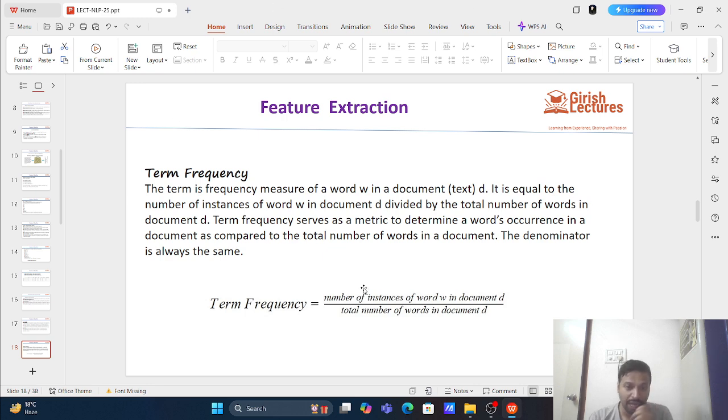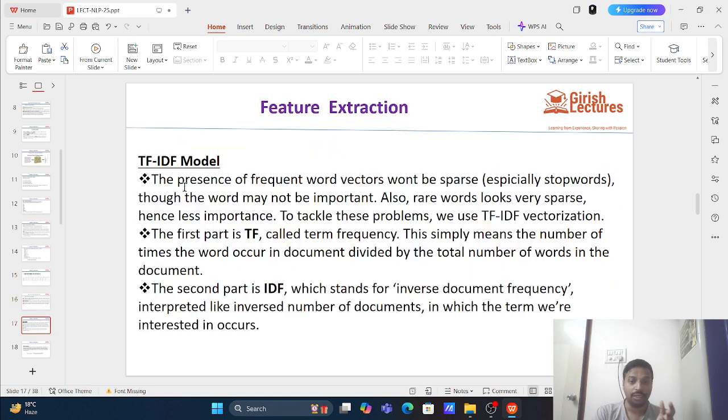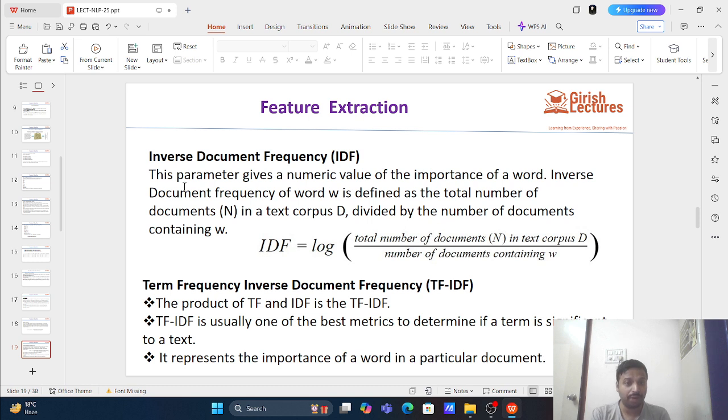So term frequency will be the number of instances of word W in document D divided by the total number of words in document D. If you take the number of instances of a word W, as in the previous example, it appeared 4 times in your entire vocabulary. So the numerator will be the number of instances of word W in document D, and the denominator will be the total number of words in your document D.